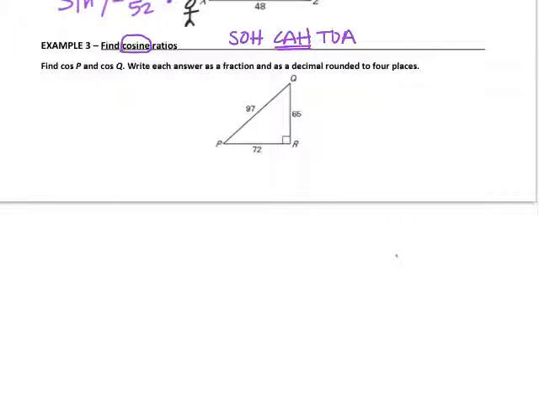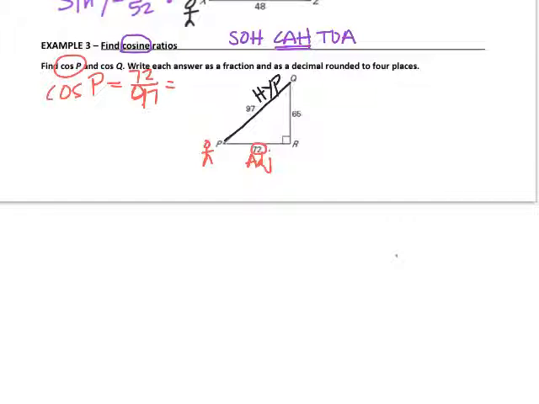So let's go ahead and identify cosine P. We're going to be at P, and we're looking for the adjacent side to P, the side that is nearest to P. And of course this is our hypotenuse because it's opposite the right angle. So when I write out my ratio, it's going to be cosine of P equals 72, which is right next to angle P, over 97. And I'll get you the decimal equivalent in just a moment.